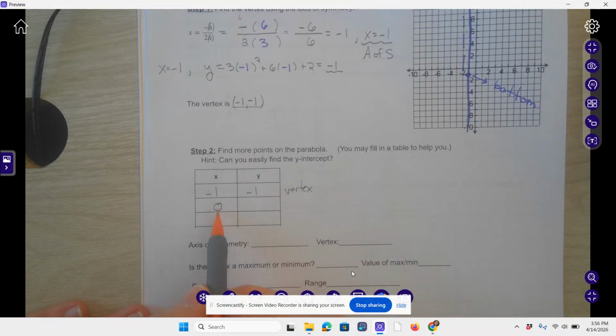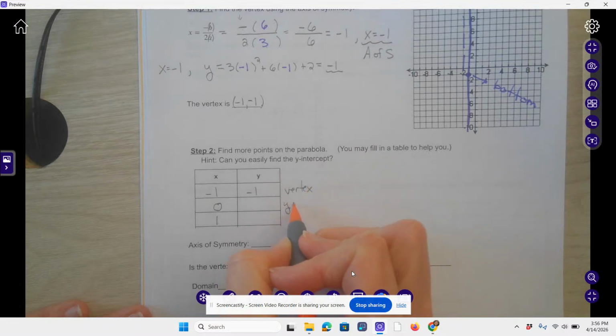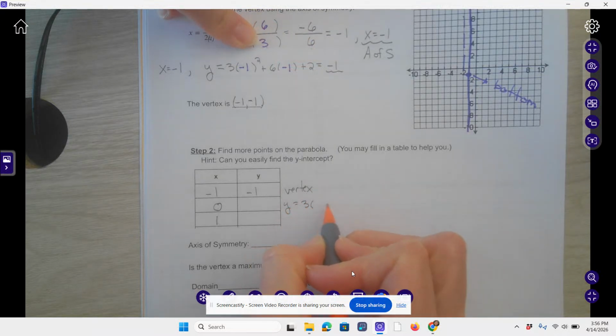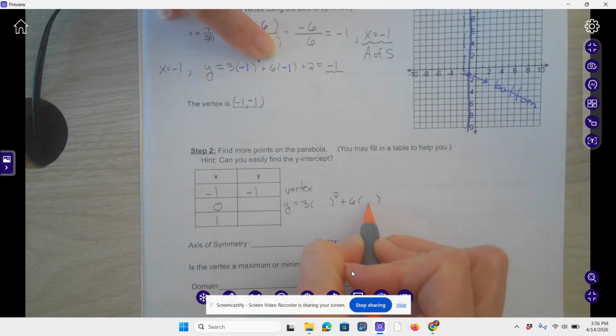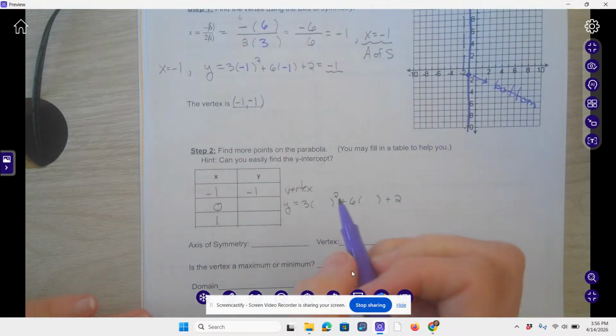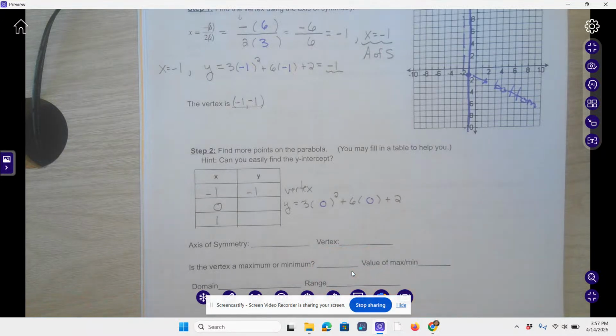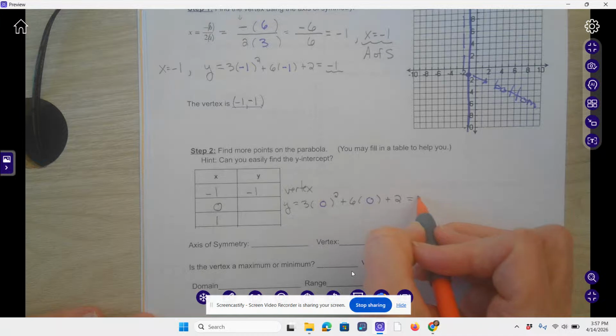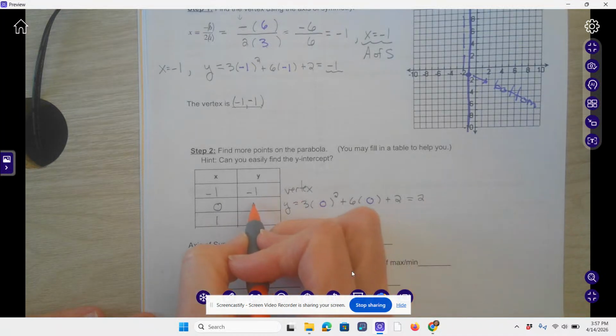So these x values we chose, and to find the y that goes with them, we're going to use this same formula. So we're going to do 3x squared, but we're going to throw out the x, plus 6x, throw out the x, plus 2. And what are we going to substitute in there? 0. Now this one I probably would not put in my calculator because 0 times 3 is 0, 0 times 6 is 0. So this is the same as 0 plus 0 plus 2. So this equals 2. So when x is 0, y is 2.